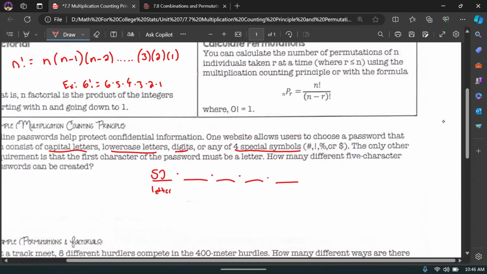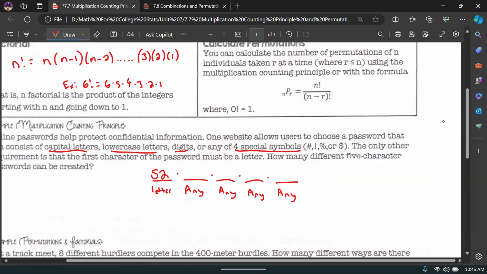Okay, 52 possibilities, because 26 lowercase and 26 uppercase means there are 52 possible ways I could do the first character of this password. Now the rest can be anything. It could be a capital or lowercase letter, a number, or a symbol.